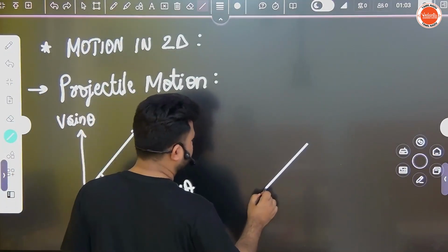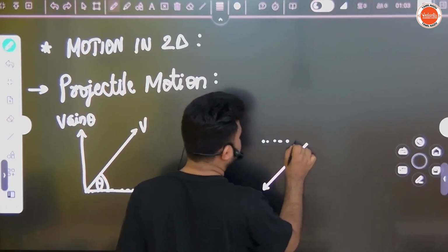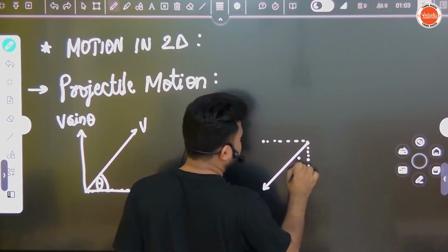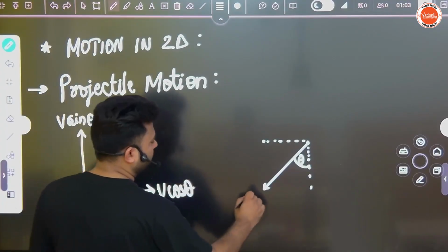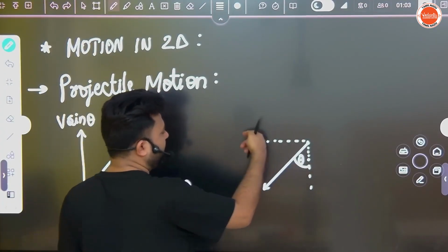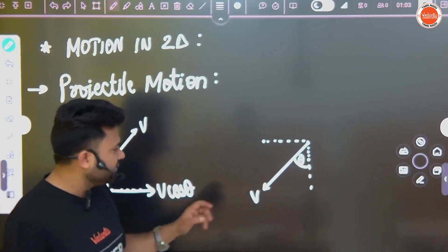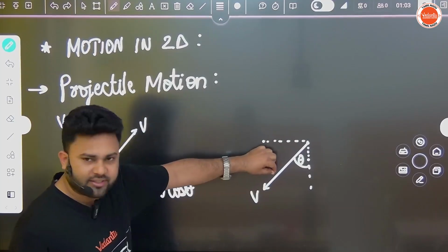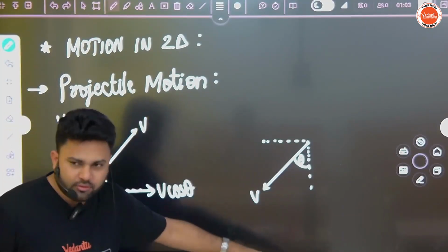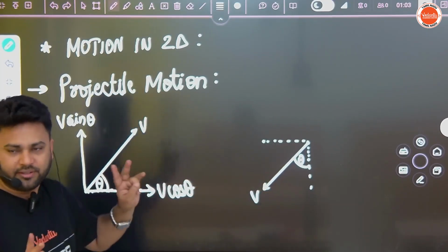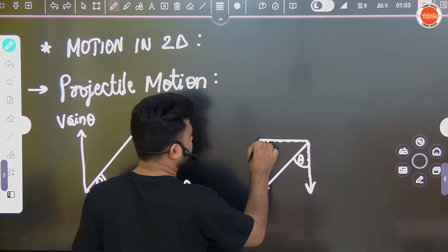Again, suppose the object is moving in this direction. You should be able to draw and write its components. Suppose this angle is theta. This velocity will have two components, one in the downward direction, one in the left direction. Now, how do we decide why downward, why left? After some time, the body is moving in this direction. From here, the body will be here. It went down and it went left. It means it has two components.